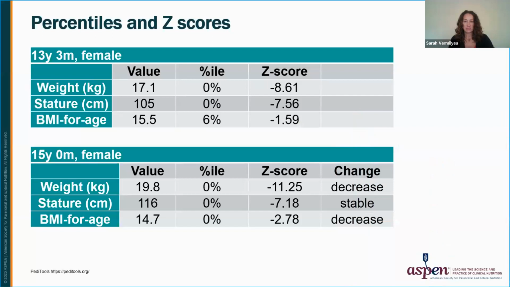So there we can see the Z-scores. So that weight for age Z-score started at -8, and now even with a couple kilos, it hasn't kept up. So that Z-score is -11. You can see that the height was keeping up and that the BMI has decreased, which is helpful information. So instead of the 0, 0, 0, I can actually document change and if we're moving in a desirable direction or not.